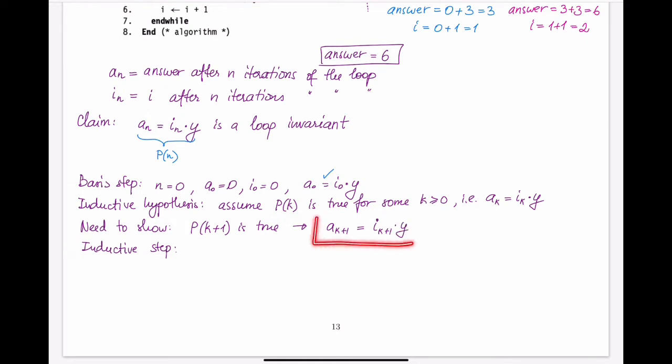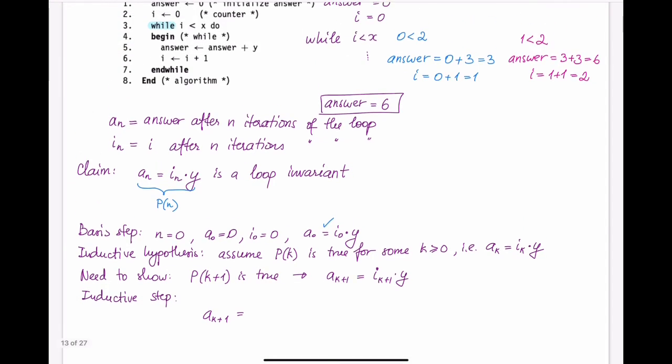Excellent. I have a little equation that I need to prove is correct. So I'm going to start with the left-hand side and see if I can get down to the right-hand side. So starting with the left-hand side, what do I have? I have a of k plus 1. How do I go about obtaining a sub k plus 1? Well, let's go back through the loop. Remember that a corresponds to the answer after n iterations. So a sub k plus 1 corresponds to the answer after k plus 1 iterations. So I have the k plus first iteration of the loop.